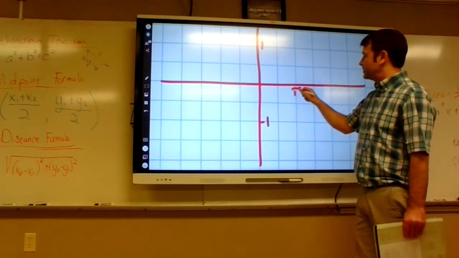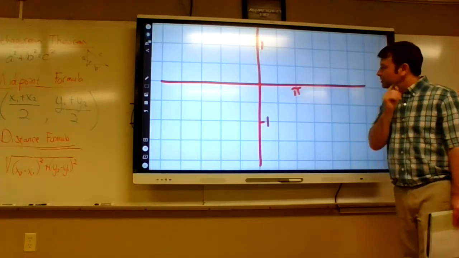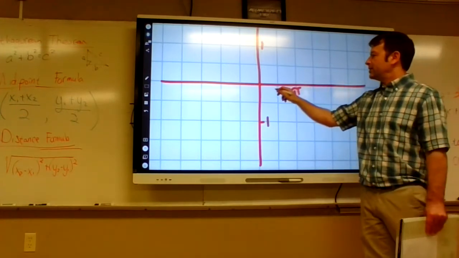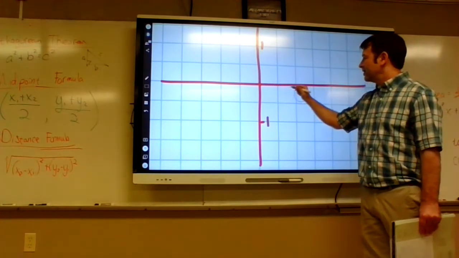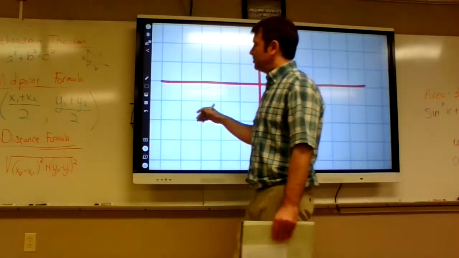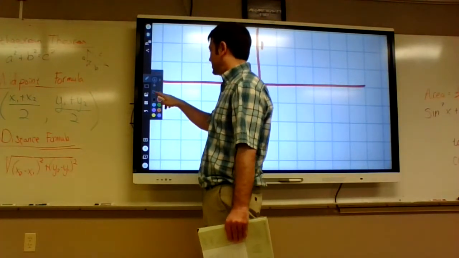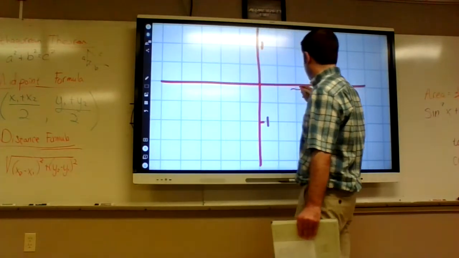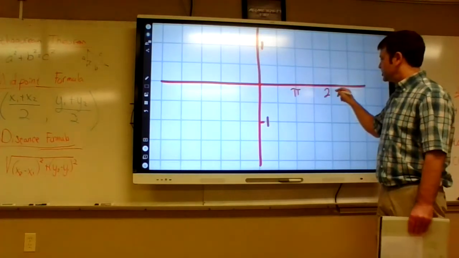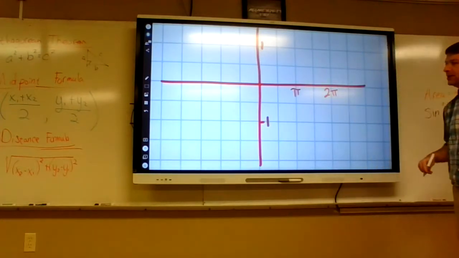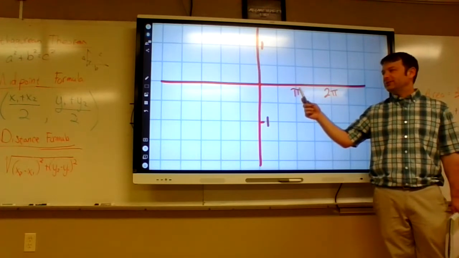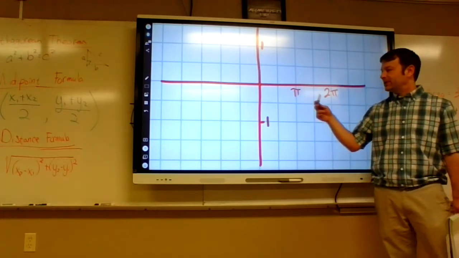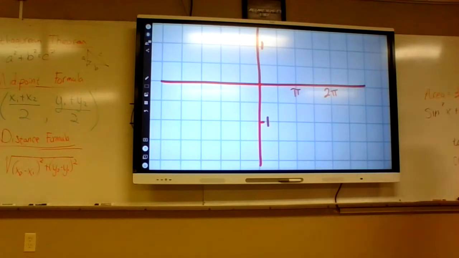I'm going to call the second one pi. Now technically I could label this pi over 2, like half pi. You don't have to use this counting method, but it's probably the best idea. Pi is worth 3.14. So that doesn't really match very well with normal numbers, but it's helpful for graphing sine and cosine.